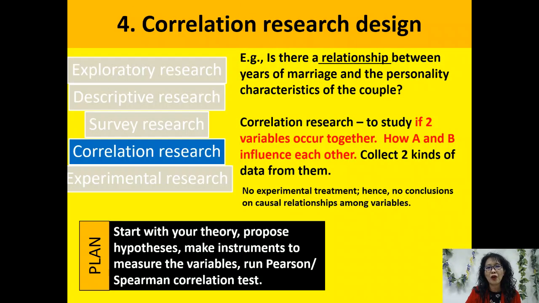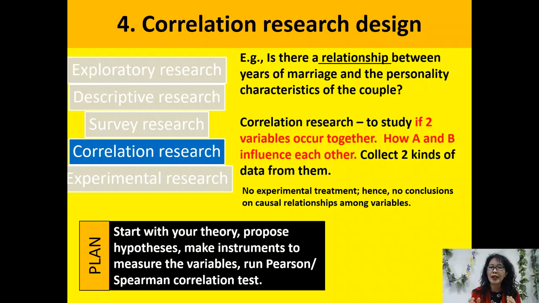Number 4, correlation research design. Example, is there a relationship between the years of marriage and the personality characteristics of the couple? We have this hypothesis in mind. People become more similar over time. So if they're married for a longer time, they might have more similar personality characteristics. So we collect data to find out whether there is truly such an association.